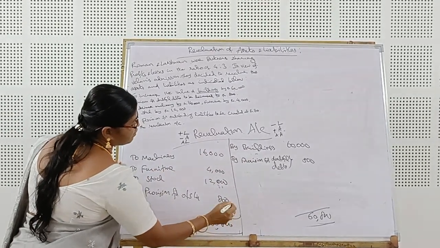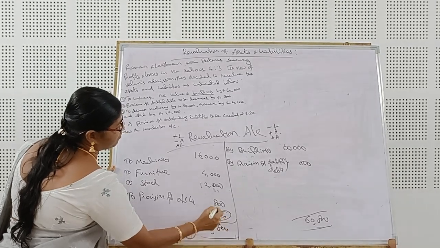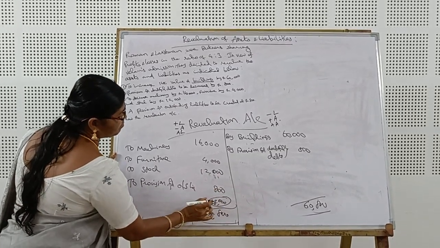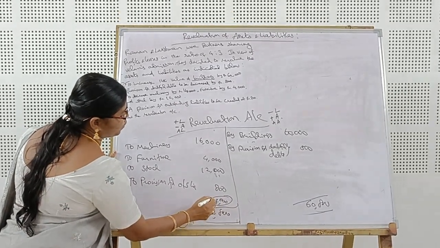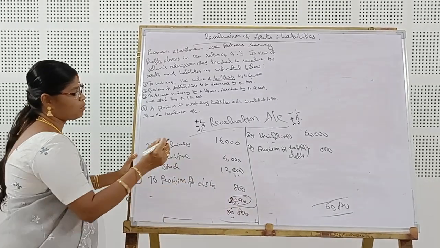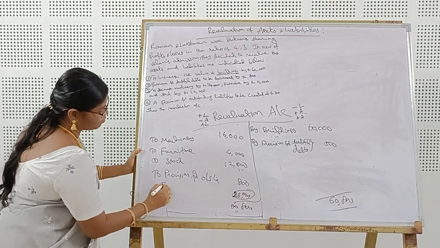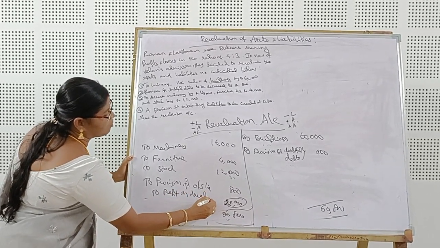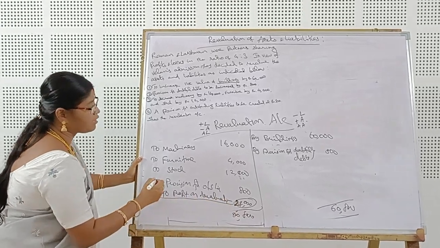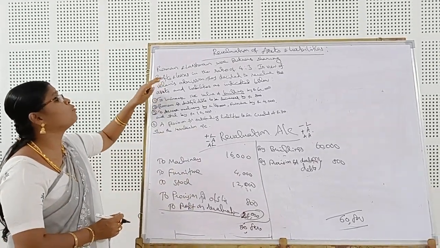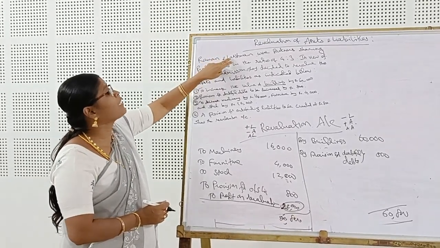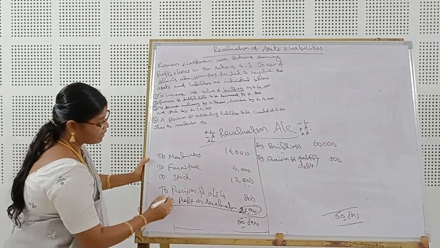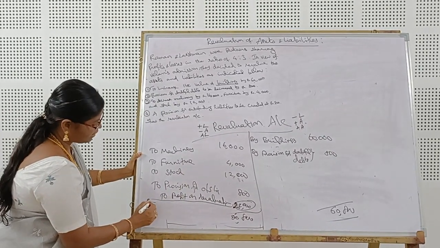So you balance that item. Balance is 28,000 as a profit on revaluation account. That profit on revaluation account should be shared among the old partners, that means Raman and Lakshman, in their old profit sharing ratio. So again, the 28,000 should be shared by Raman and Lakshman.